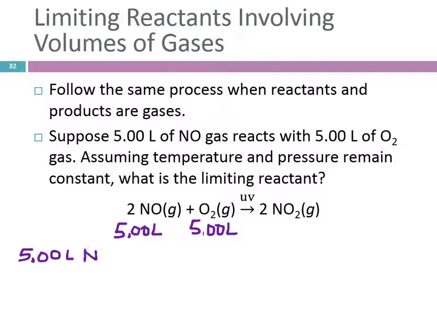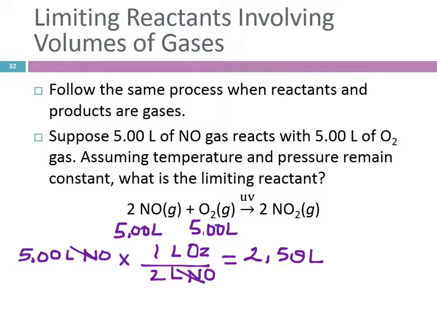5 liters of NO times liters of O2 to liters of NO, right? The ratio is 2 of these to 1 of those, 1 oxygen, 2 of those. So that gives us 2.50 liters of... oh my goodness. That's, start over. Well, not completely over. I want to find out how much NO2. It's 2 liters of NO2 for every 2 liters of NO.